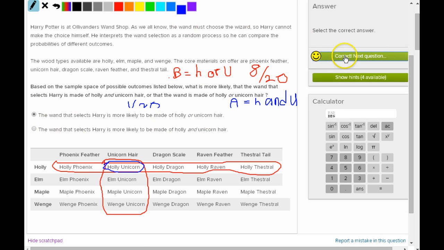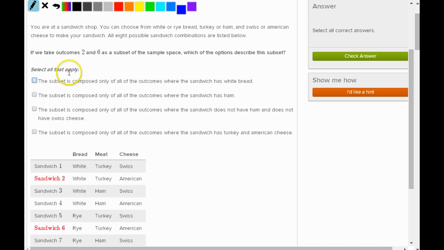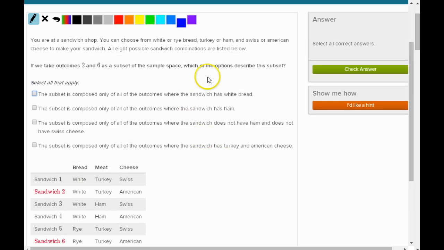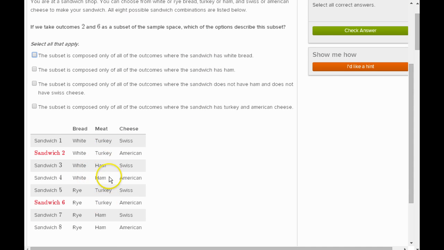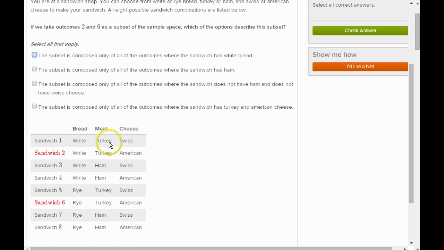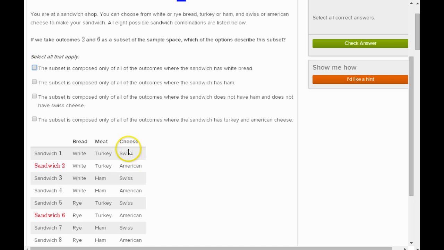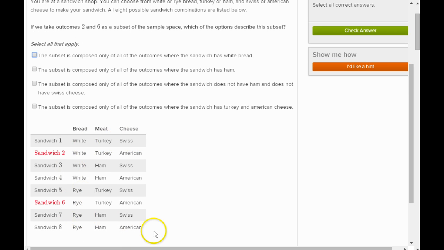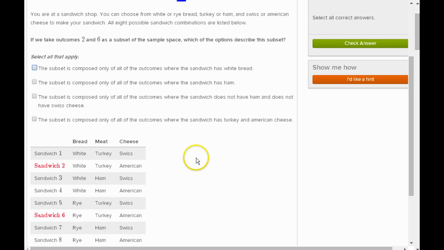Okay. Try another one. At a sandwich shop, choose from white or rye. So we have a choice in breads of white or rye. You can see there. Turkey or ham. So there we have turkeys and hams. Turkey and ham with white. Turkey and ham with rye. And Swiss or American cheese. So Swiss with turkey and white. Okay, so there we have our bread, meat, and cheese. So we got a sample set here. It's got all of the different sandwiches, 8 different sandwiches that exist. All 8 possible sandwiches are down there.